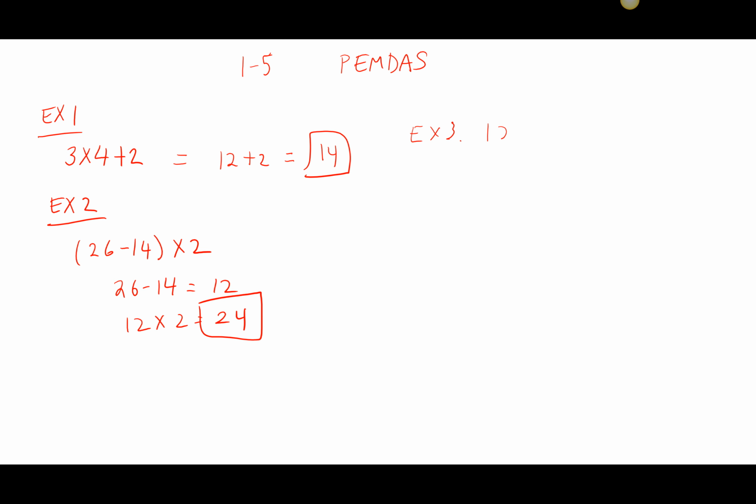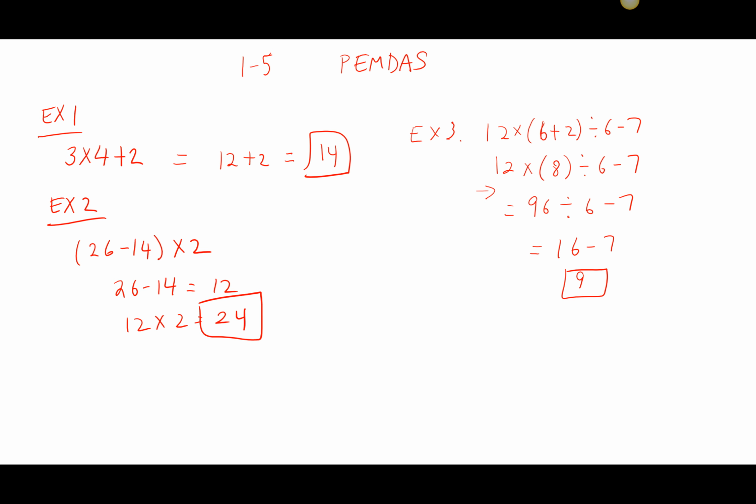All right, what if we had this? 12 times (6 plus 2) divided by 6 minus 7. Again, we got to do parentheses first, so we're going to do this first. So it's going to be 12 times 8 divided by 6 minus 7. Again, it's from left to right. So 12 times 8 is 96 divided by 6 minus 7. So 96 divided by 6 is 16 minus 7. And 16 minus 7 is 9. Okay? So that's how you do that.